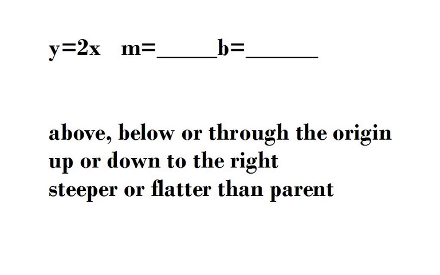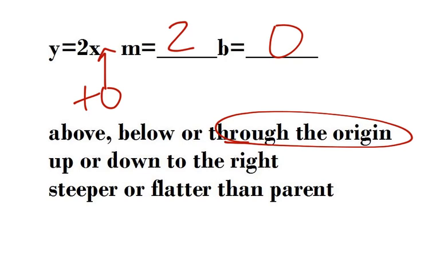So looking at this equation, y equals 2x, m is your slope. It's the number in front of x, and so for this one, it's 2. b is your y-intercept. It's the number by itself. There's not anything back there by itself, so that would be the same thing as adding 0 to it, so your y-intercept is 0. Since your y-intercept is 0, it's going to go through the origin. Since your slope is a positive 2, your line is going to go up to the right. Since your slope is 2, which is bigger than 1, you got steeper.